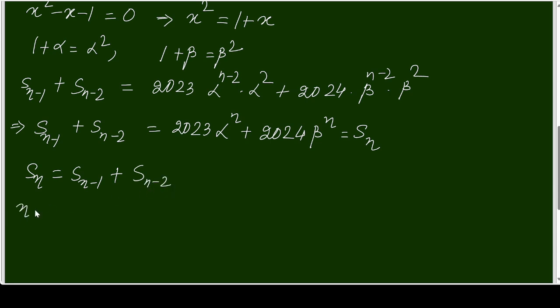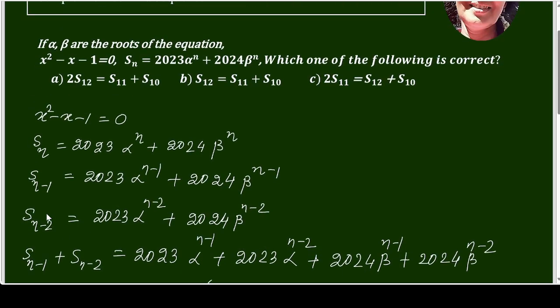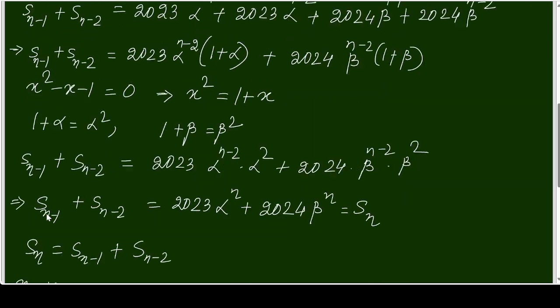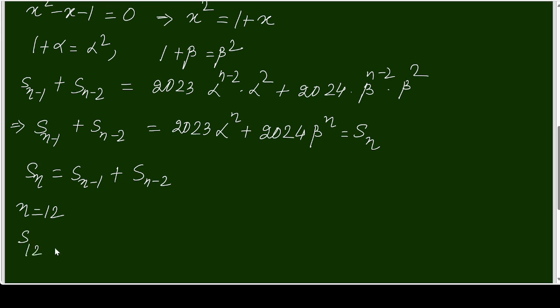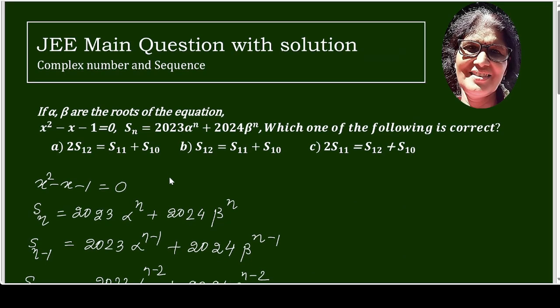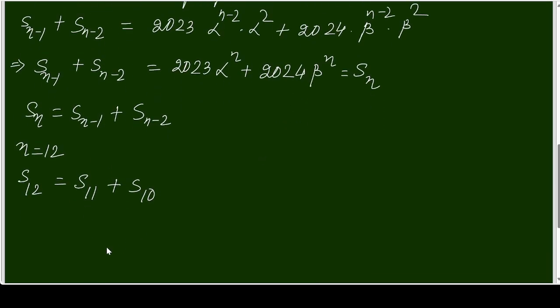Next, we'll put n equals to 12 because the relation is between 10 and 11 and 12. The options are given. Relation between S of 11 terms, 12 terms, and 10 terms. So I'm putting n equals to 12. I'll get S12 equals to S11 plus S10. So to find out what is the option, B is the answer. B is correct answer.